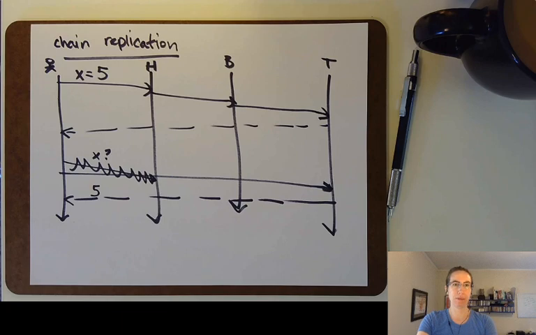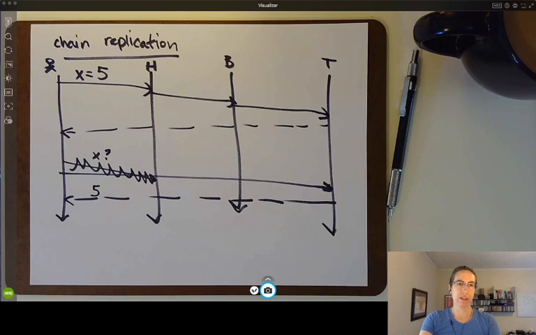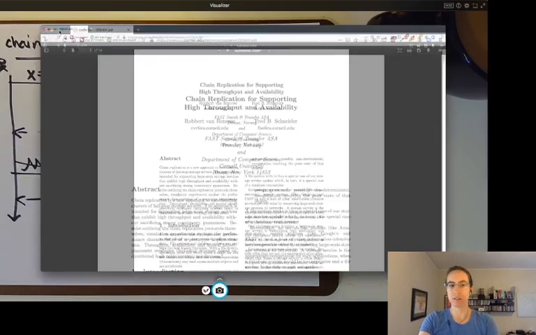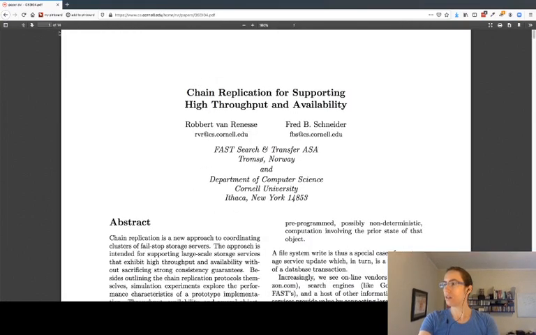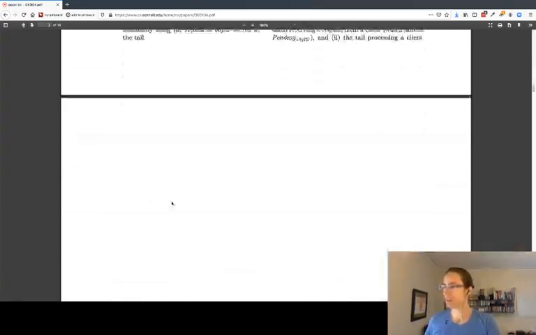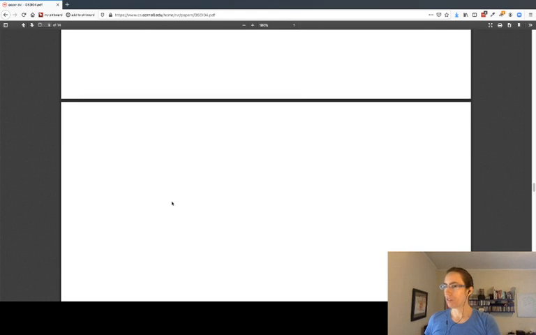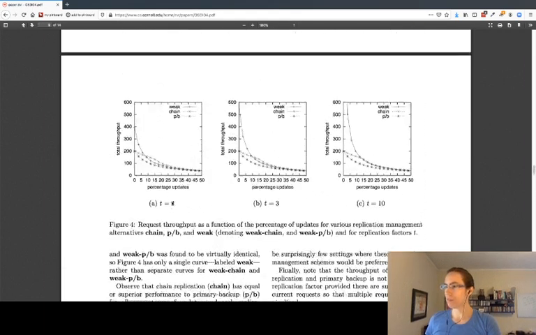So this paper was published in 2004. It's called Chain Replication for Supporting High Throughput and Availability. And let me share it with you. Okay, so there's a lot to read here, but the particular part that I want to show you is a figure that appears in the evaluation. So here it is.